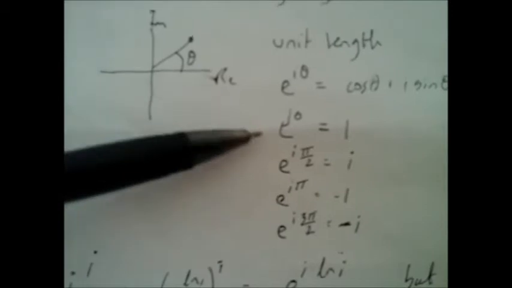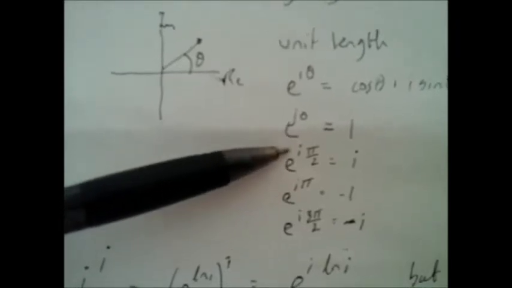When theta, the angle, is 0, my line goes along the real axis, and the expression just equals 1. When I make an angle of 90 degrees, or pi over 2 radians, I get e to the power pi over 2 times i equals just the imaginary part, i. Remember, that's just a unit length.